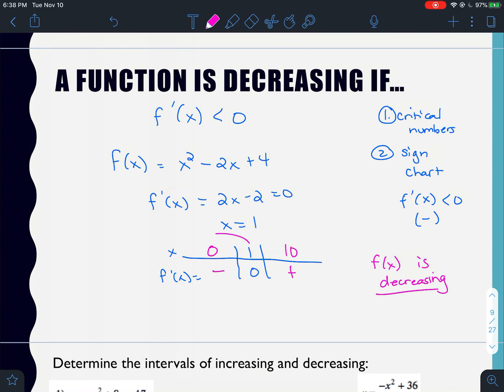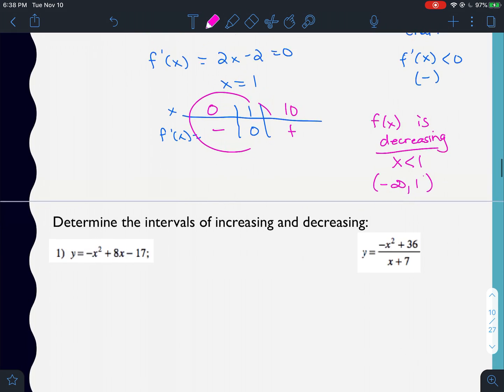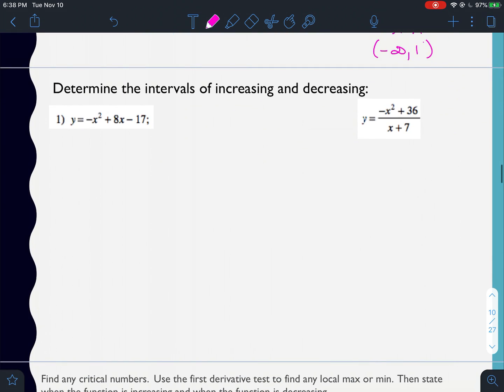And so f of x is decreasing when x is smaller than 1. That's where my negative is. So if x is less than 1, my function is decreasing. So from negative infinity to 1, the function is decreasing.